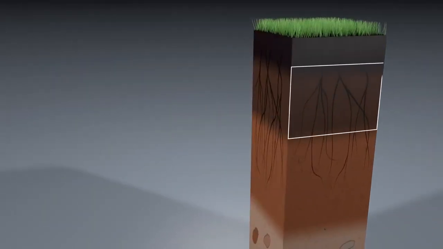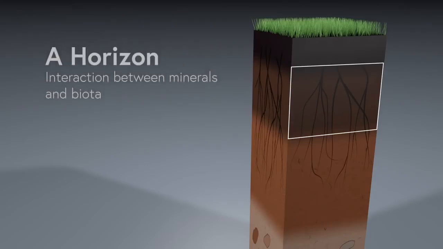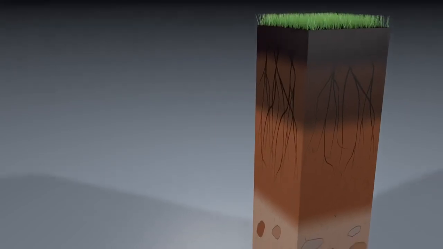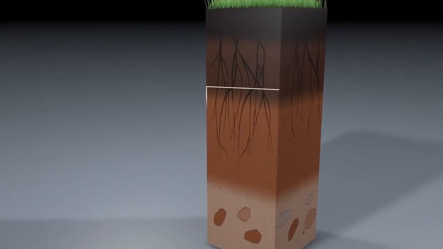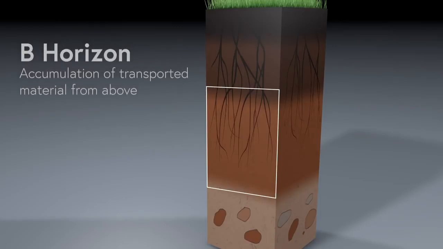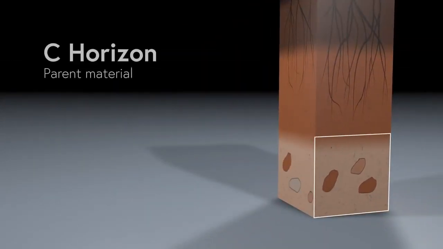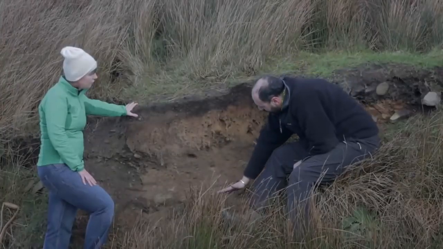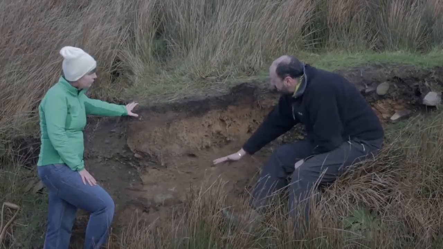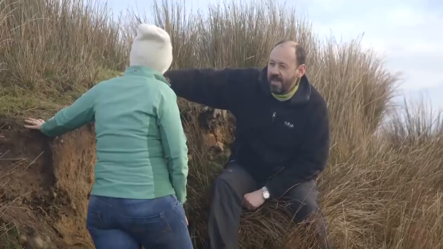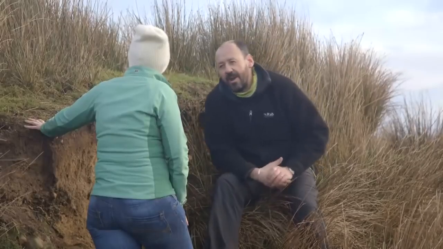The A horizon is where all the action is, where all the interaction between the minerals, the organic matter, and the biota occurs. Then we go further down into the B. This is an area where things have moved to from the A horizon, and ultimately right down below we have the C, and the C is the parent material. It's basically bits of broken down rock. So you think of the soil, it forms from the bottom up. The C is where the parent material is, and then the top, the O and the A, is where the action is around the plants.